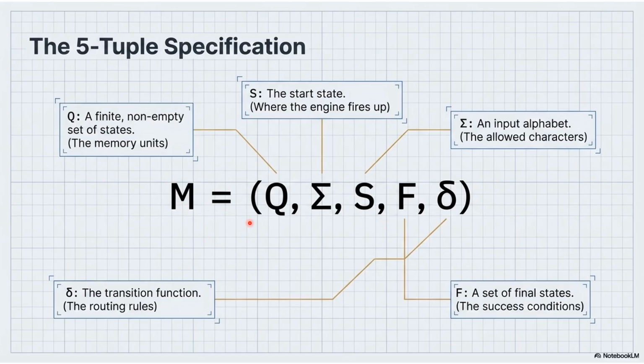M is equal to (Q, sigma, S, F, del). Q is the finite non-empty set of states. Sigma is the input alphabet; it contains the input symbols. S is the starting state, and F is the final state, and del means the transition function. The transition function means the transition from one state to another. This function represents the transition rules.